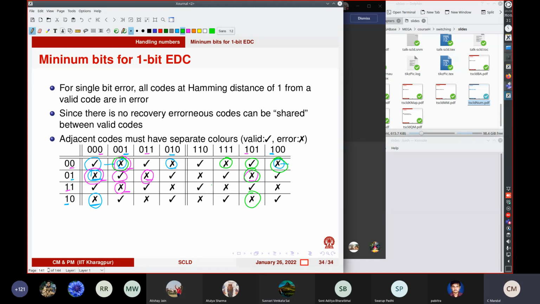Okay, I think we'll stop here. On Wednesday, we'll pick up another topic of converting between BCD and binary. Okay then, all right. We'll stop here.